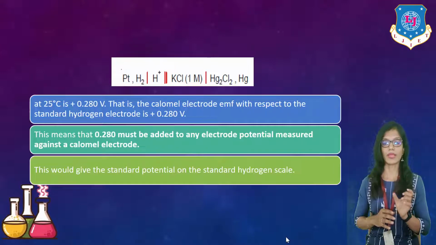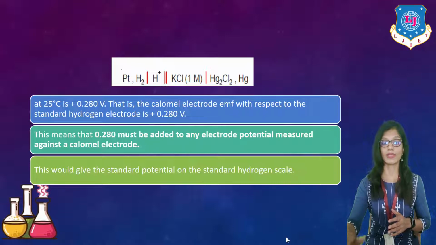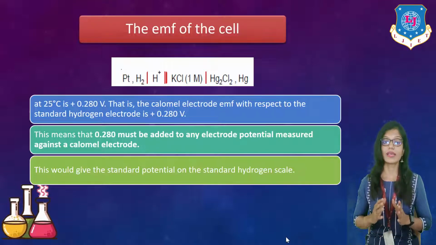So platinum and H2 gas in contact with H⁺, in connection with salt bridge, in connection with KCl, that is 1 molar, in connection with Hg2Cl2 and Hg, right? So at 25 degrees Celsius, that is the particular cell potential, right? The EMF of the given cell is +0.280 volts. That is the calomel electrode EMF with respect to standard hydrogen electrode, which is +0.280 volts.